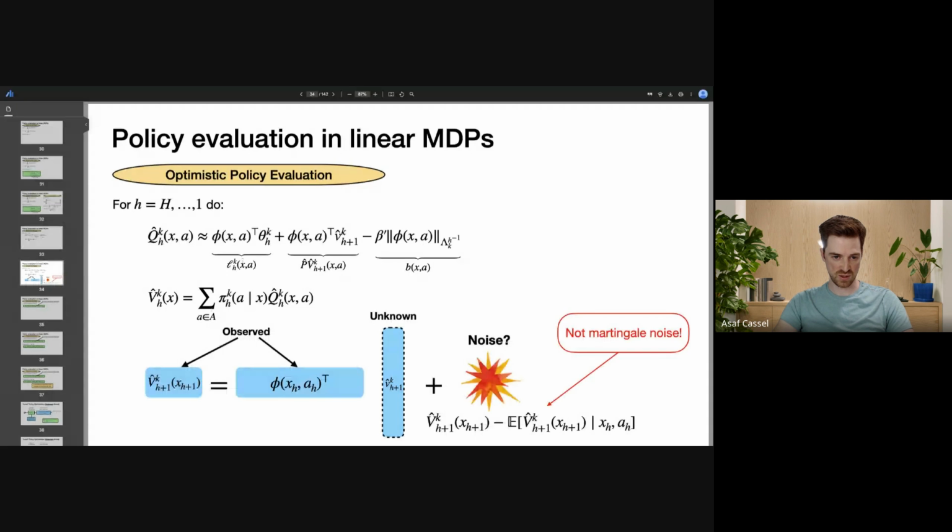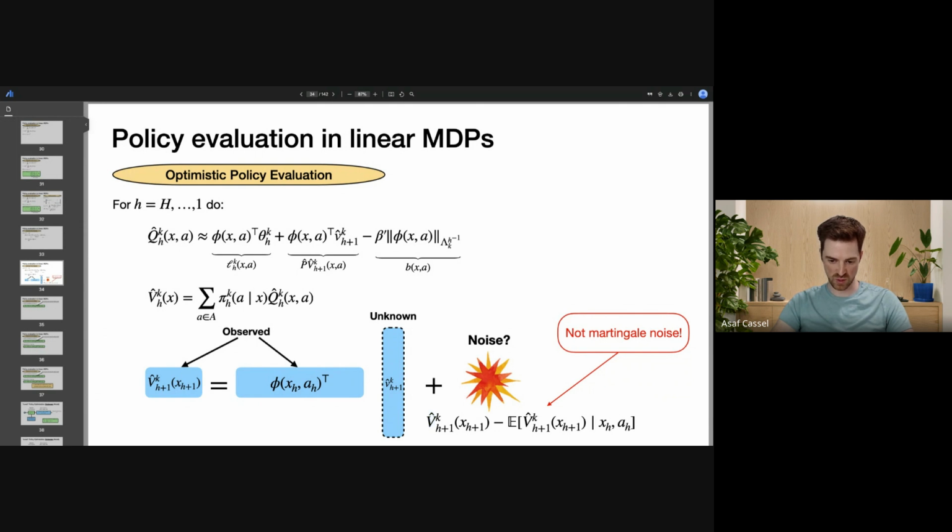We can look again at this like the linear regression problem that I presented before. Now we have V hat_{k,h+1}, measured at the next state, and it's equal to the current features inner product with this V hat that we're trying to find, plus some noise, or not really. The thing that we would like to be martingale noise for all of our arguments to work is not actually martingale noise, because the value function V hat depends on the entire past history.